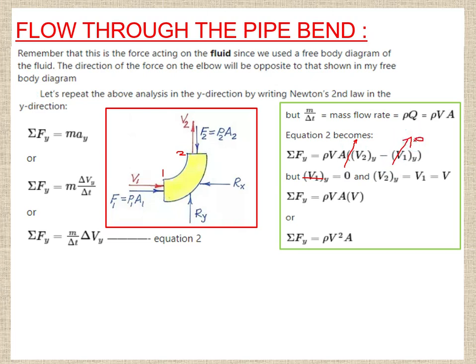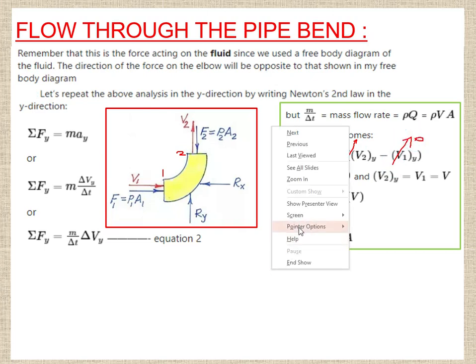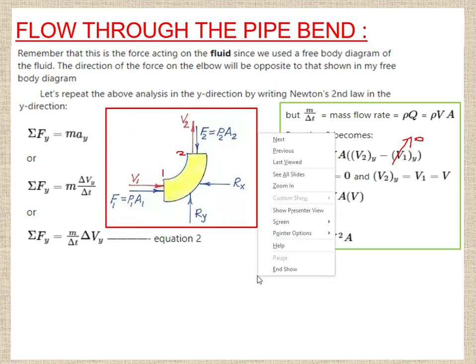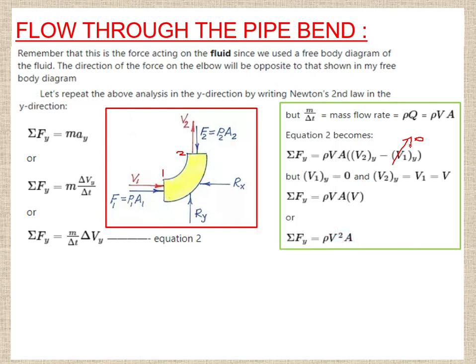Let me delete this for you. So that component will be 0, and what is V2y? At point 2 we have a velocity in the positive y direction, so this is going to be V. So sigma Fy will be equal to rho A V.